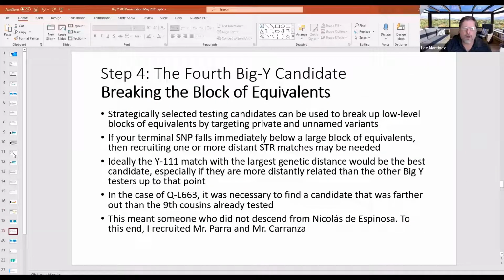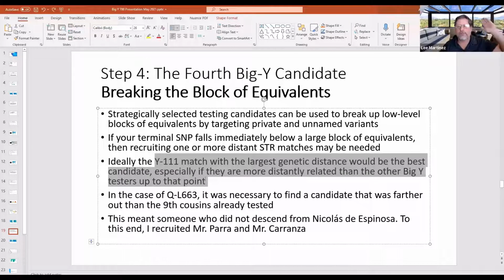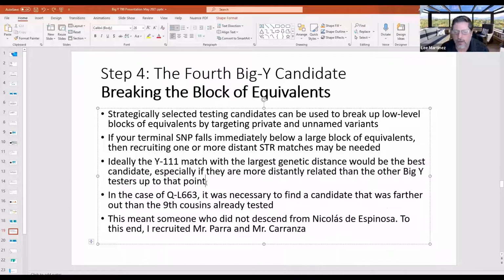All right. So how do you find that fourth candidate? What you do is you want to find somebody that is a match to you, but really far out. And so I recommend picking your Y111 match with the farthest genetic distance from you. Now, there's rules, right? If it's too far out, they're not a match and they fall off the list.